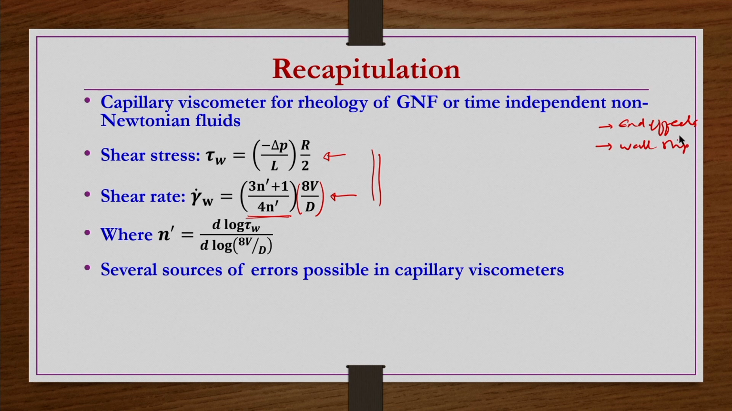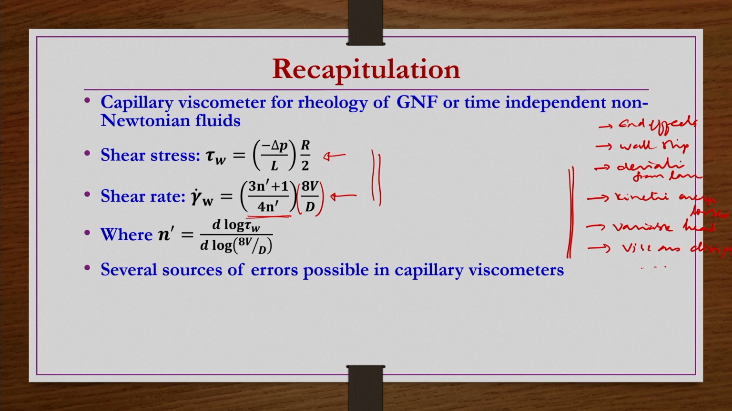wall slip effects, and deviation from laminar behavior, then kinetic energy losses due to the sudden contraction of cross section area at the point where we are connecting the capillary to the barrel. Then variable fluid head, then viscous dissipation, and so on. So we have seen several errors are possible.